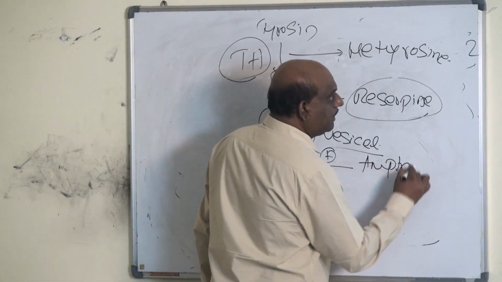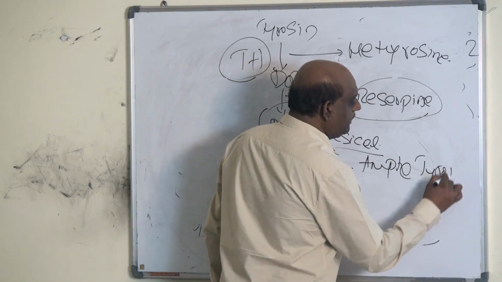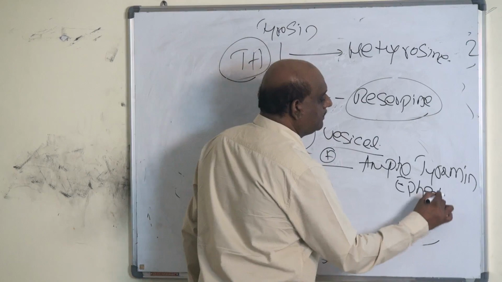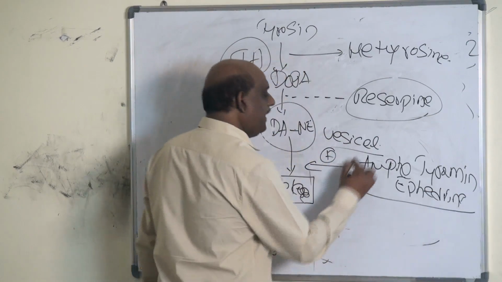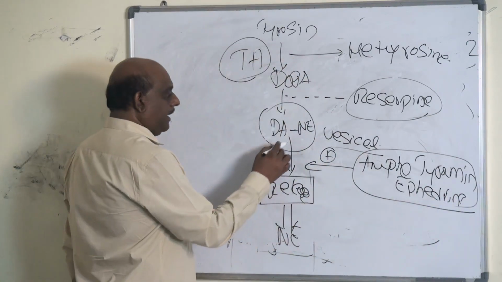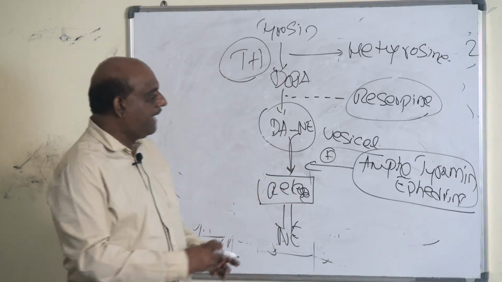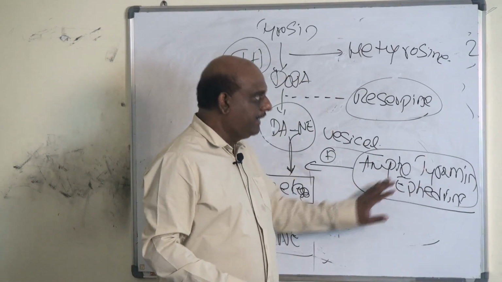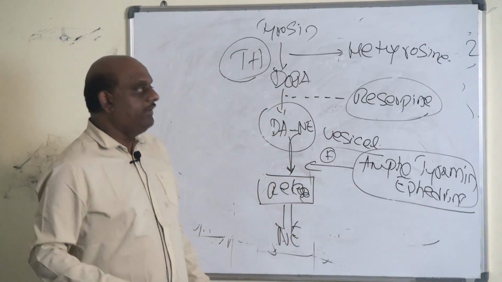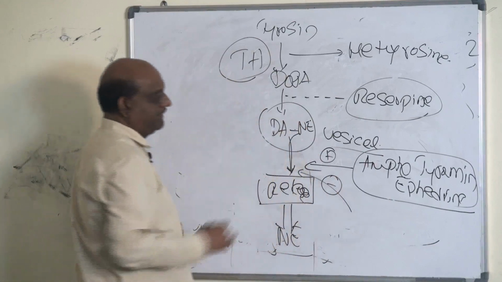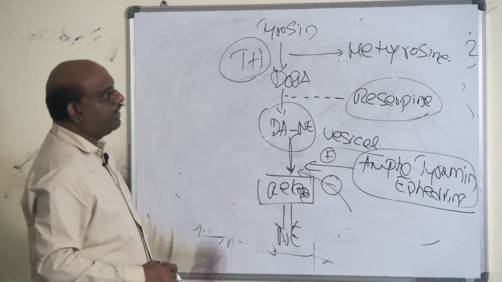Amphetamine, tyramine, ephedrine. These things promote the release of norepinephrine. Amphetamine, tyramine, ephedrine. Whereas there are certain drugs which inhibit the release of the norepinephrine. What are they?